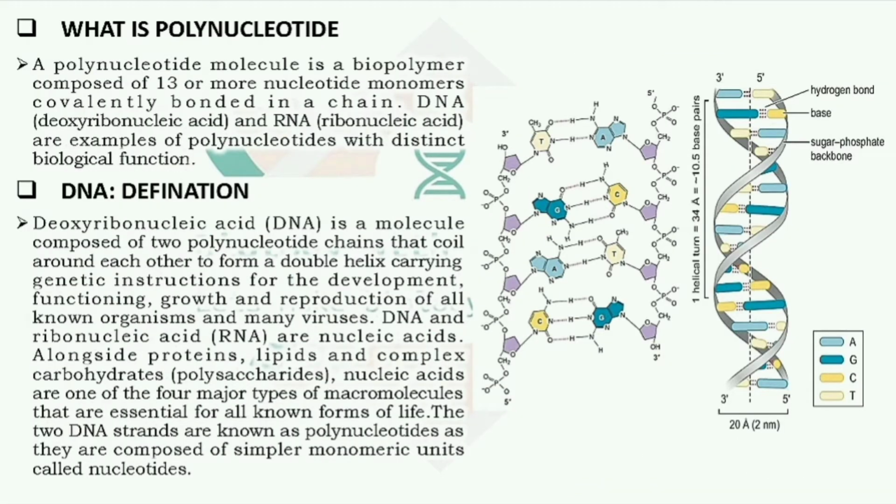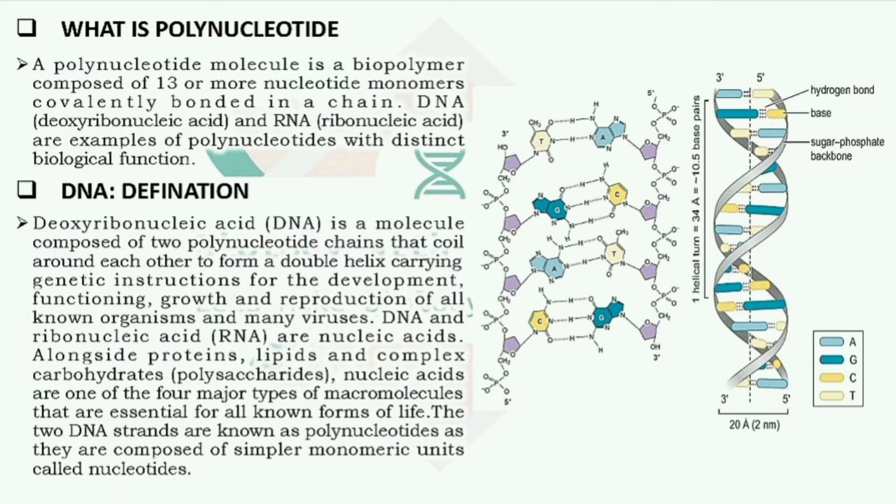So our next topic is what is polynucleotide and the definition of DNA. First we will be explaining what is polynucleotide, then we will be coming into the definition of DNA. A polynucleotide molecule is a biopolymer composed of 13 or more than 13 nucleotide monomers covalently bonded in a chain. DNA, which stands for deoxyribonucleic acid, and RNA, which stands for ribonucleic acid, are examples of polynucleotides with distinct biological functions. So next is the definition of DNA.